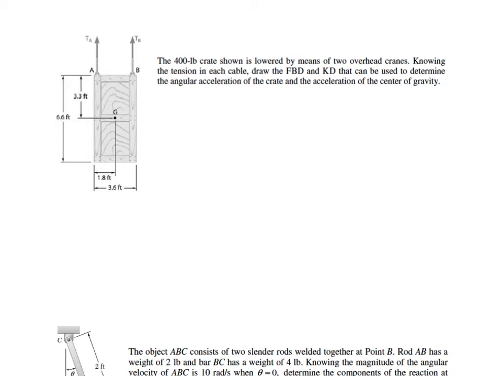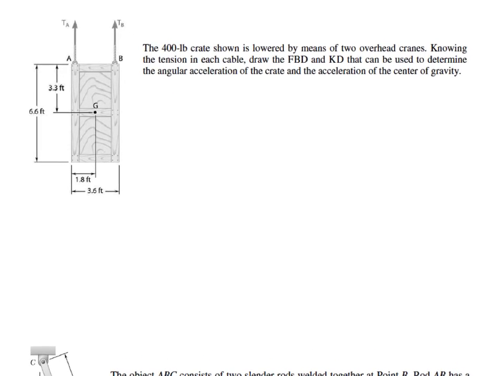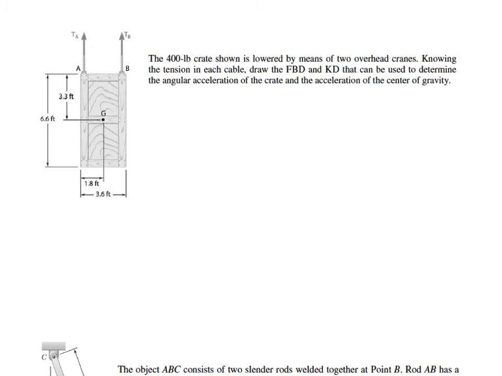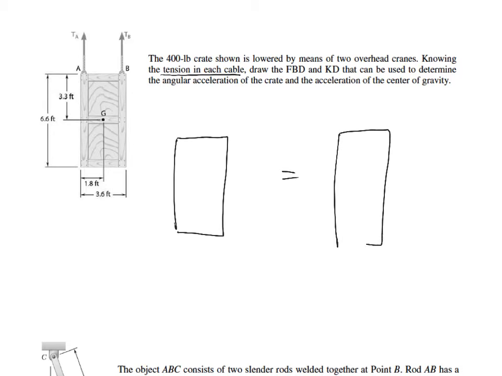Look, another FBD KD here. We have a crate shown that's being lowered by two cranes. It says again, knowing the tension in each cable. Draw the FBD KD. So let's go ahead and do that here. Let's draw on the free body side and on the kinetic side.